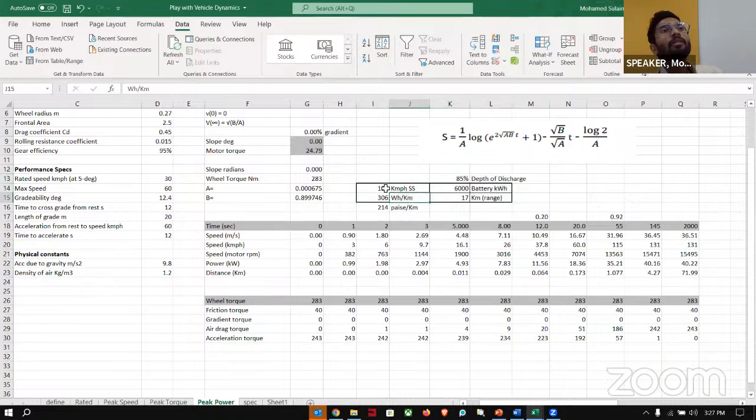This value signifies the vehicle has to move at a steady state of 31 kilometers per hour during the peak power condition. And the capacity of the battery is actually 6000. We will arrive at the battery consumption during this 31 kilometers per hour steady state, which is 306 watt-hour per kilometer. And the range that it can provide during that consumption is 17 kilometers.